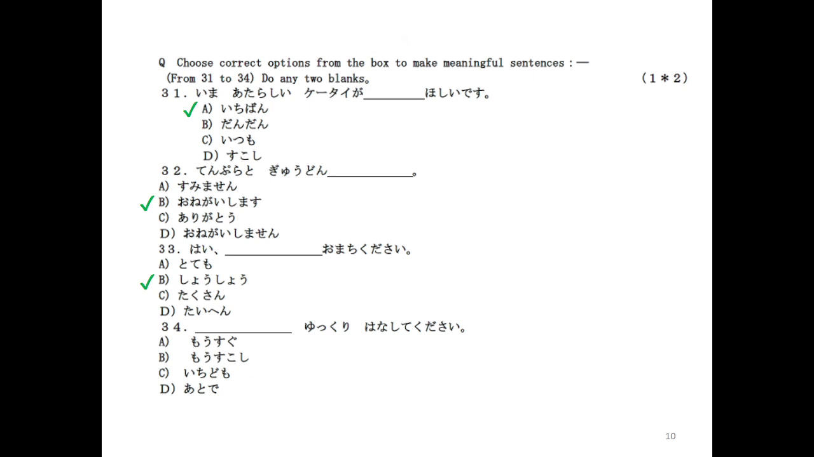Question number 34. Dash yukkuri hanashite kudasai. In an earlier question too, the word yukkuri came. I hope you remember. It means slowly. When you want to say a little more, you use mo sukoshi. So the correct answer here is option B. It's not mo sugu, it's not ichidomo, it's not atode.